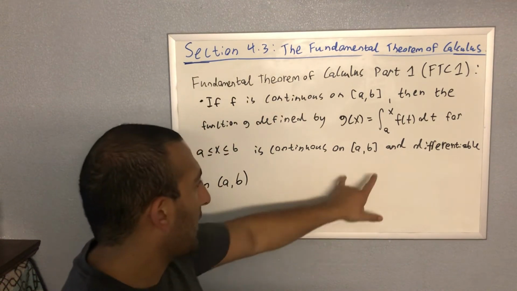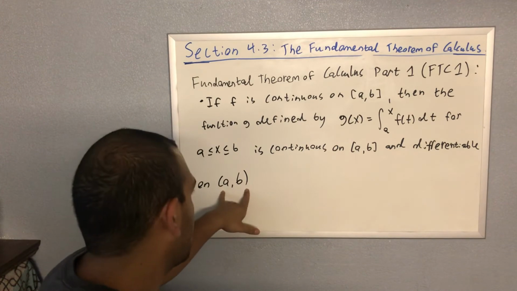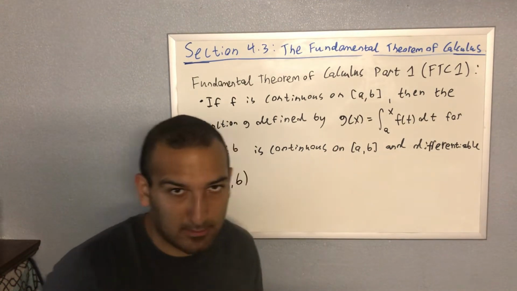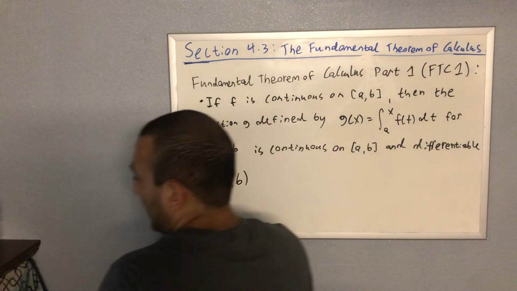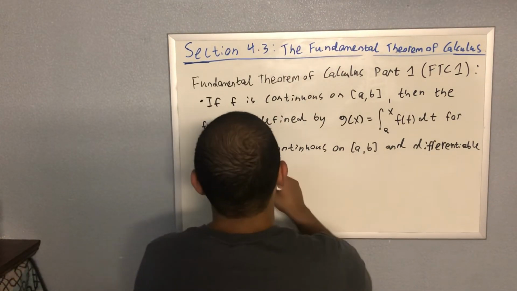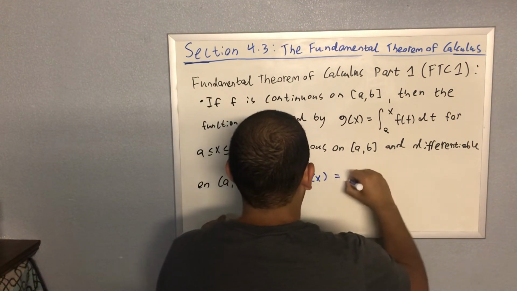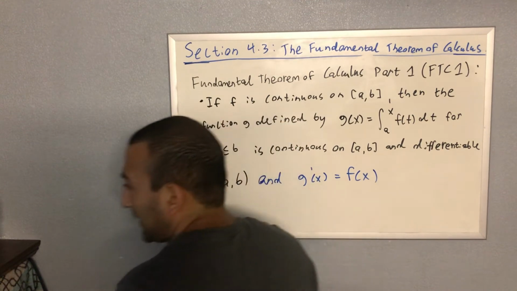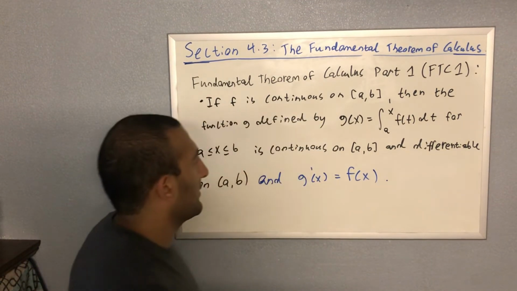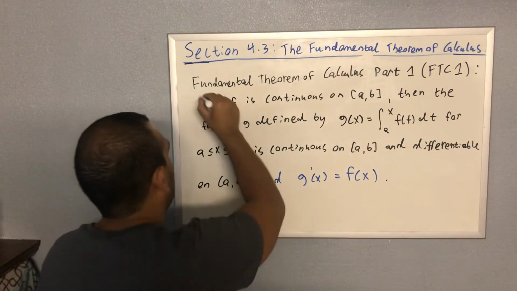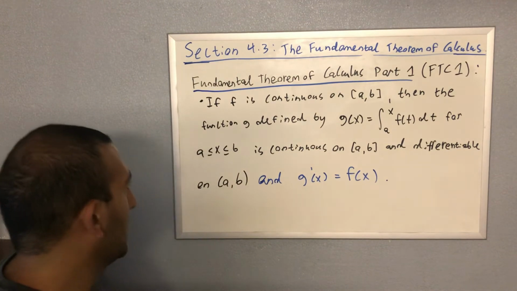so you have continuity at the points a and b guaranteed as well, but differentiability is not guaranteed at the endpoints. This is the small difference. And last but not least, the big part, I'll write in a different color, g prime of x is f of x. That's the key takeaway. So fundamental theorem of calculus part 1, aka FTC1.